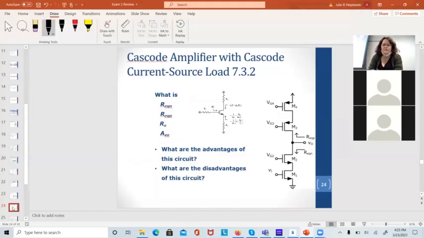So this is a cascode amplifier. There is at least one cascode amplifier on here. There is another version of this called the folded cascode, and it's in the slides. And you may want to look at that one too.